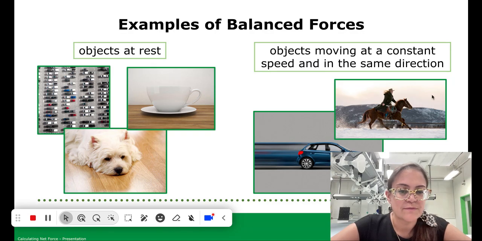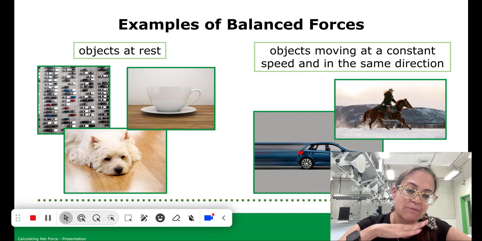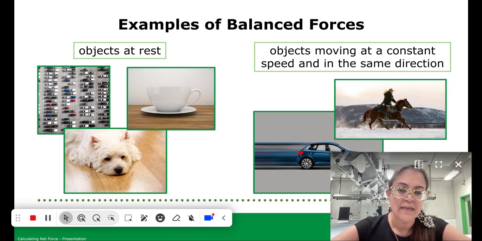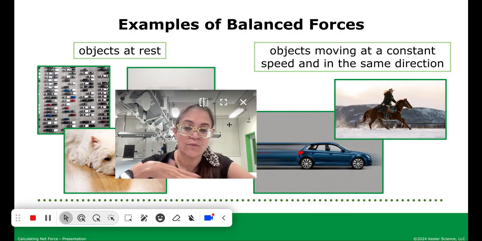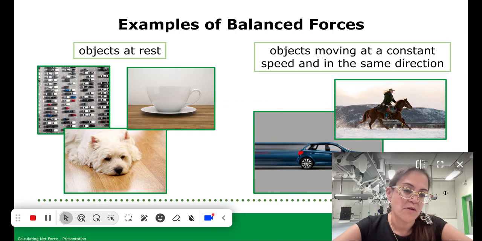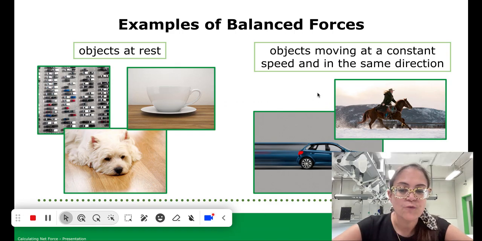Here we have an example of somebody riding a horse, and if it's balanced forces, they're going to keep moving in that same direction at the same speed. And then here we have a pretty sweet little blue car, and you're going to keep driving to the right at 20 kilometers per hour, maybe. So again, balanced forces just means there's no change in the motion.